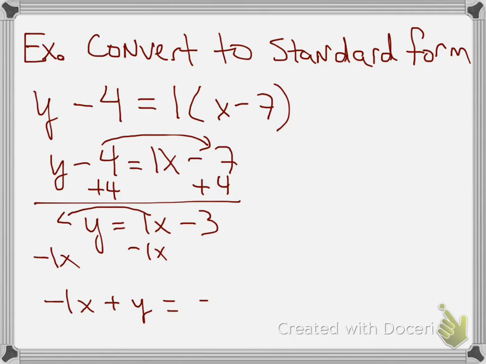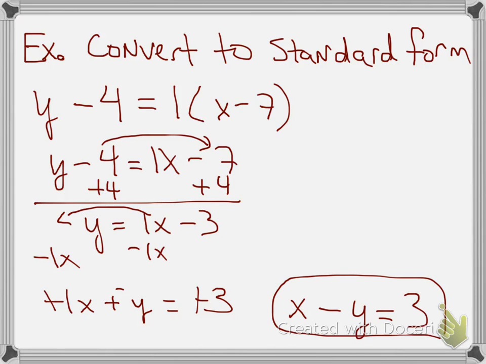Now, at this point, you need to realize that this negative has to become positive. The number in front of the x always has to be positive in standard form. So I'm going to change the sign of that, and if I do that, I change the sign of everything else. So that means my final answer is x minus y equals 3. Notice how I went from negative 1x to x minus y equals negative 3. I'm sorry, positive 3. Okay. So let's look at another example.